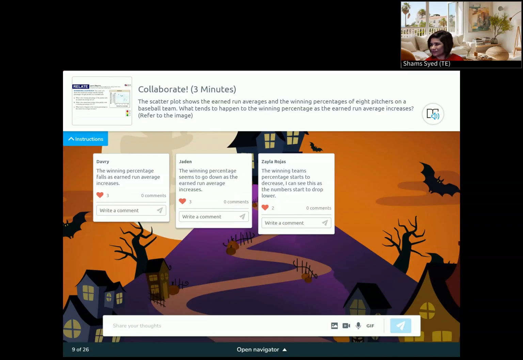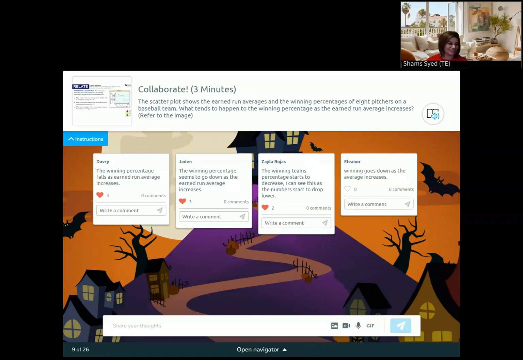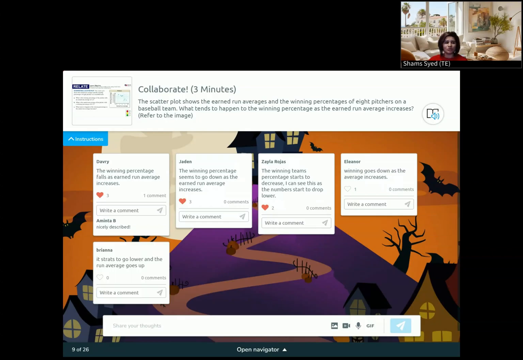Timer says 1 minute and 5 seconds more. Eleanor says winning goes down as the average increases. Yeah, Amy, that is so true. Brianna, it starts to go lower and the run average goes up. Excellent. Make sure you're going to comment on a classmate's post. You can also be using the mic and chat to further discuss and further collaborate.